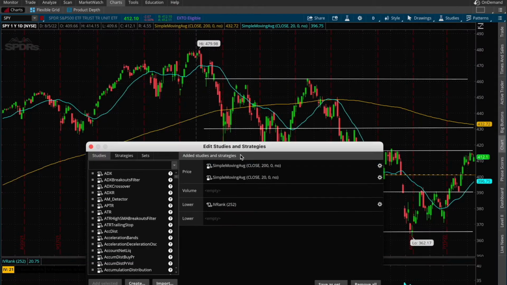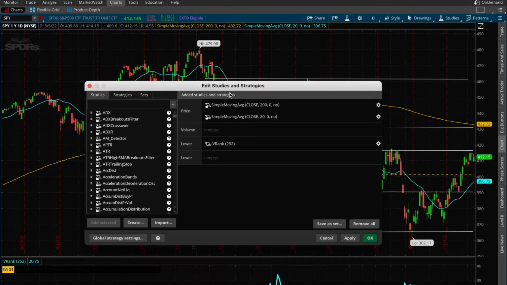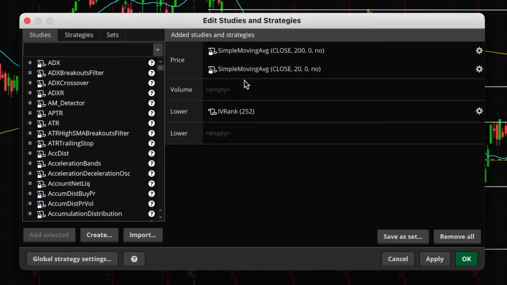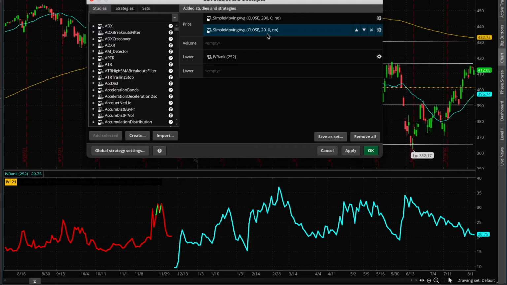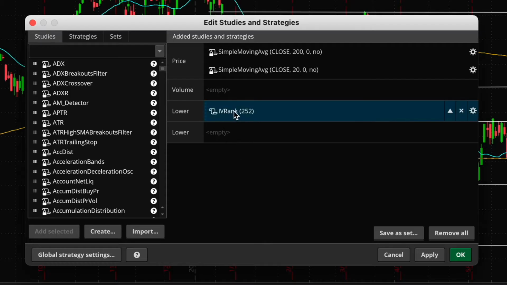So basically on the price action chart, I use two different moving averages. One is the 200 period moving average. The other is the 20 period moving average. And then also at the bottom here, this is the IV rank indicator, which is very important for options traders.